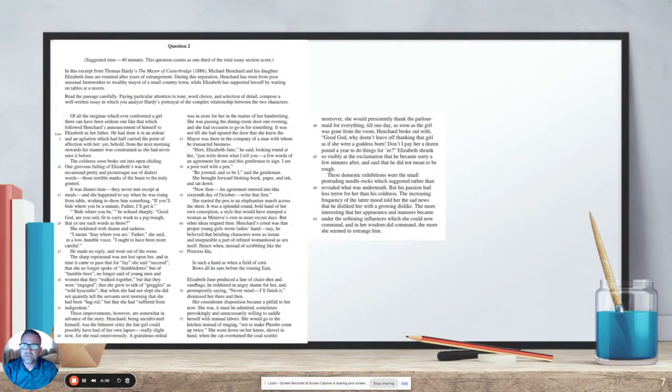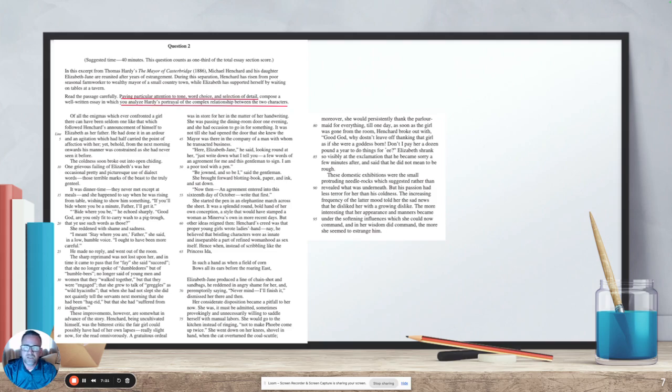Okay, let's take a look at a practice passage. This is from a previous AP exam, taken from an excerpt from Thomas Hardy's The Mayor of Casterbridge from 1886. Michael Henchard and his daughter, Elizabeth Jane, are reunited after years of estrangement. During this separation, Henchard has risen from poor seasonal farm worker to wealthy mayor of a small country town, while Elizabeth has supported herself by waiting on tables at a tavern. It says, read the passage carefully, paying particular attention to tone, word choice, and selection of detail. Compose a well-written essay in which you analyze Hardy's portrayal of the complex relationship between the two characters.